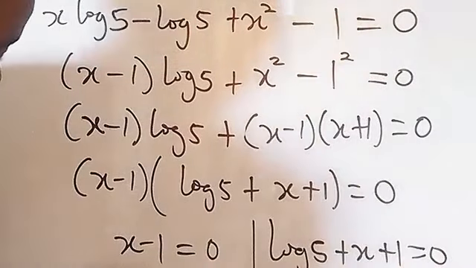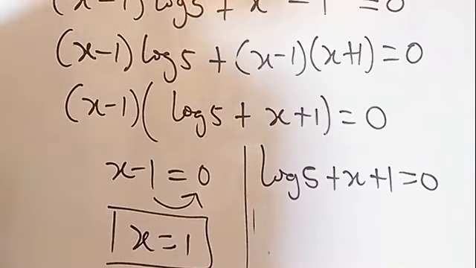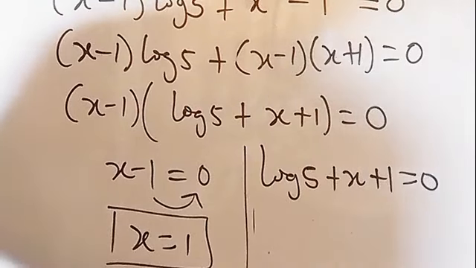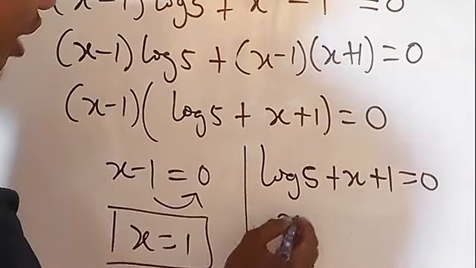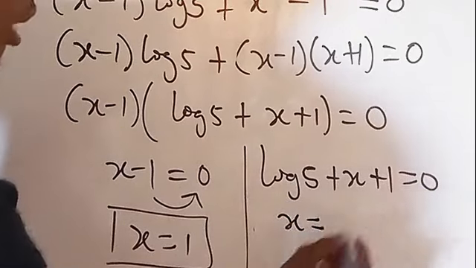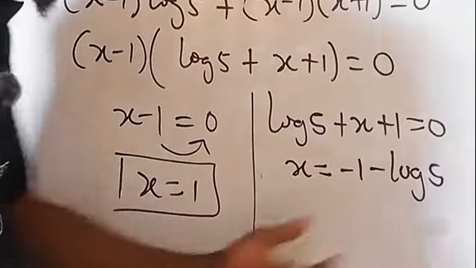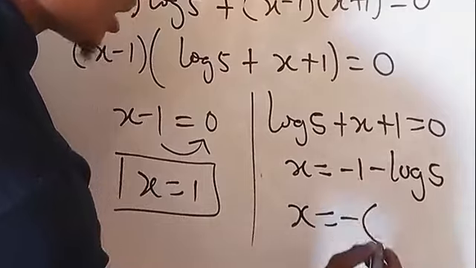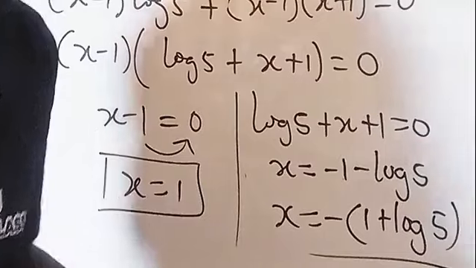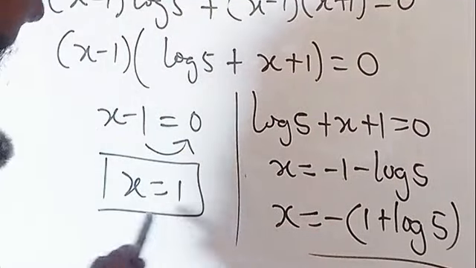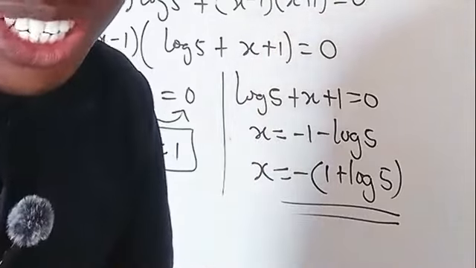Now from here, if we transpose this, we're going to have x equals 1, which is the obvious solution we have. Now here is going to be the second solution. I will have x here, then I will send this and this to the other side. We have minus 1 minus log 5. So I can leave it like this, or I have it as minus 1 into bracket 1 plus log 5. And that's the solution. So I have the two solutions, right? These are the two solutions: x equals 1 and x equals minus (1 plus log 5). Can you see the solution to the problem?